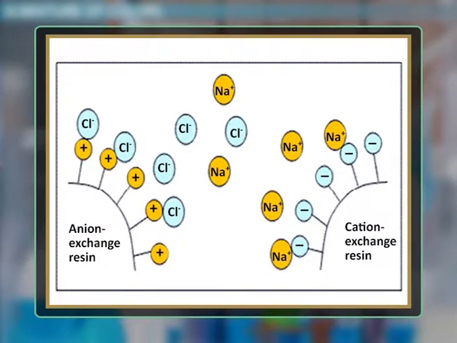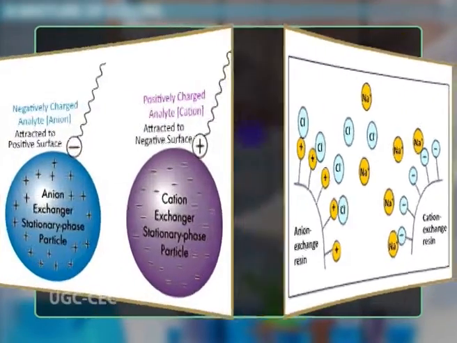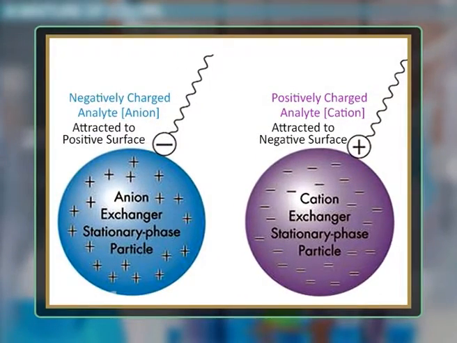Cations are separated on a cation exchange resin column and anions on an anion exchange resin column. Separation is based on the binding of analytes to positively or negatively charged groups which are fixed on a stationary phase and which are in equilibrium with free counterions in the mobile phase, according to differences in their net surface charge.